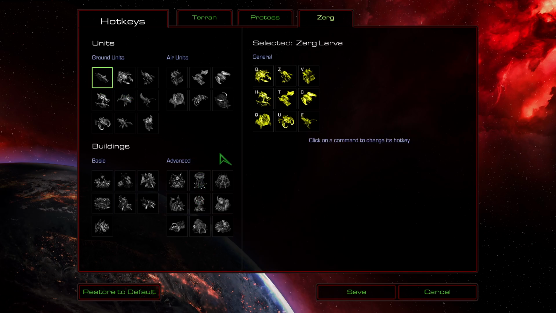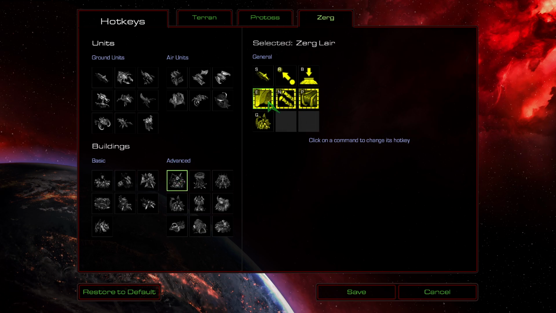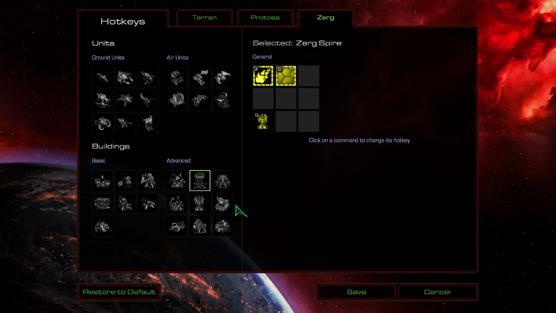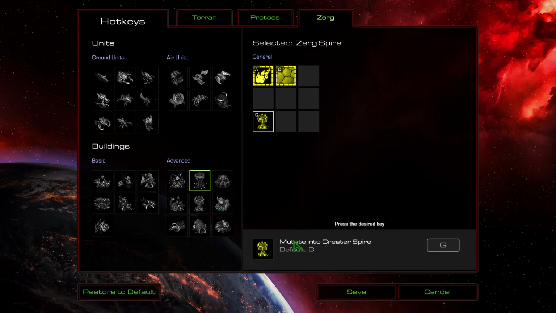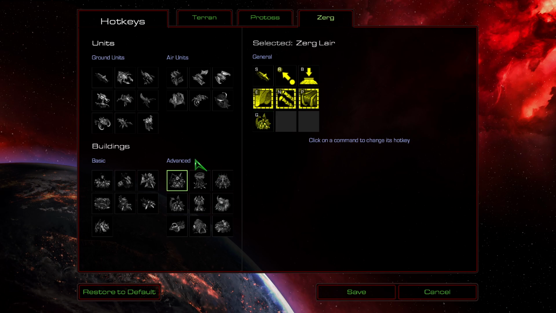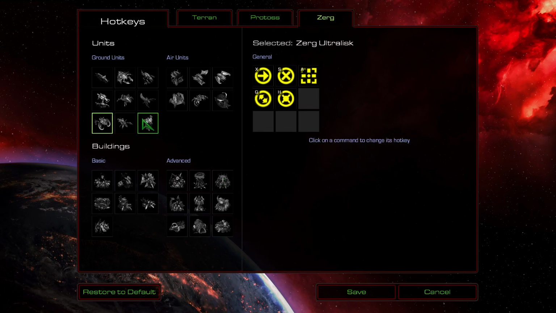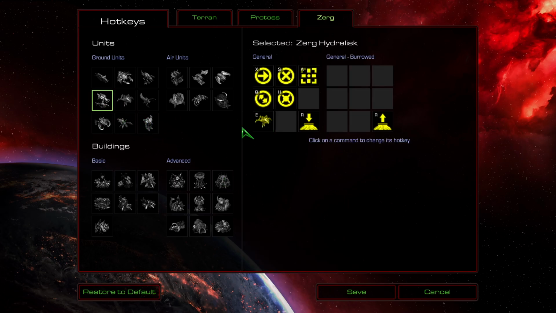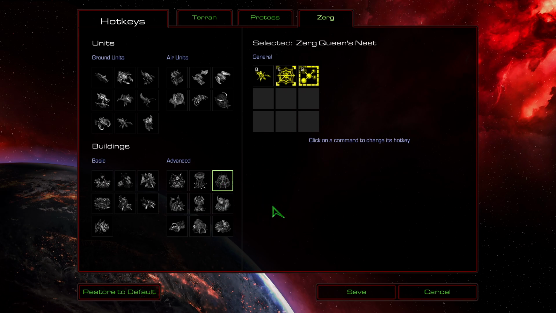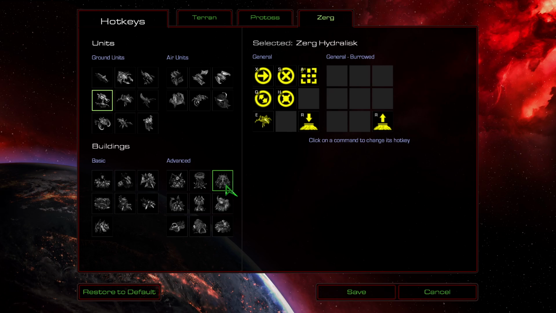You just got to think about your larva. Does that overlap with anything? And then does it overlap with your upgrades as well? And then G correlates with Greater Spire, so all of my mutations into a bigger building are the same. I could turn morph Lurker into G too, but I keep it at E because that's what I'm used to.